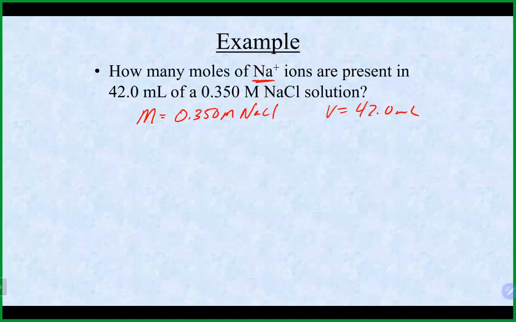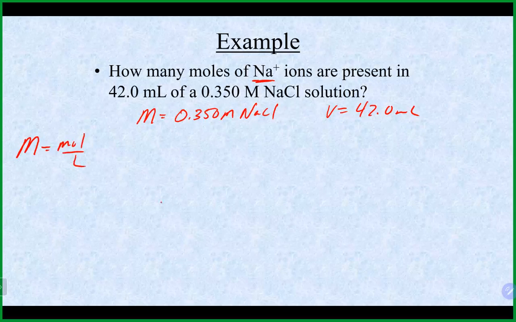So again, if you're not sure, we can think about molarity, which is moles per liter, and clearly I have the molarity. I don't have the volume in liters, but I do have the volume, so we can get to moles. There's a couple ways you could do it. You could either use the sodium chloride and then get to the sodium ions, or you could just straight up get the sodium ions from this.